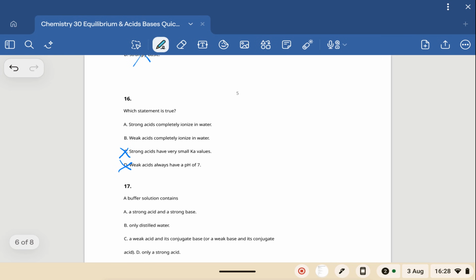So between A and B, strong acids will ionize completely to form only products, right? You're going to split into your ions. Whereas weak acids, they do not ionize completely. They just make a very minimal amount of products, and we definitely are laying on the reactant side. So your only answer here is A.